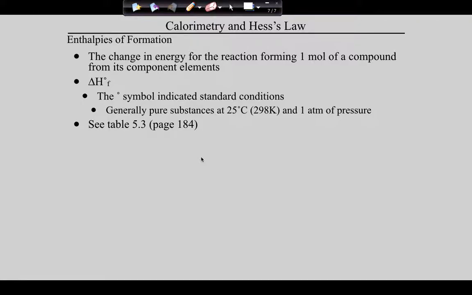Guys, what I want you to do is look at the table at the top of page 184. What you have there is a rather incomplete table of enthalpies of formation. Understand, you can look these up for every compound that exists on Earth. But guys, let's take a look at this table. So let me give you a second to just sort of soak it in.